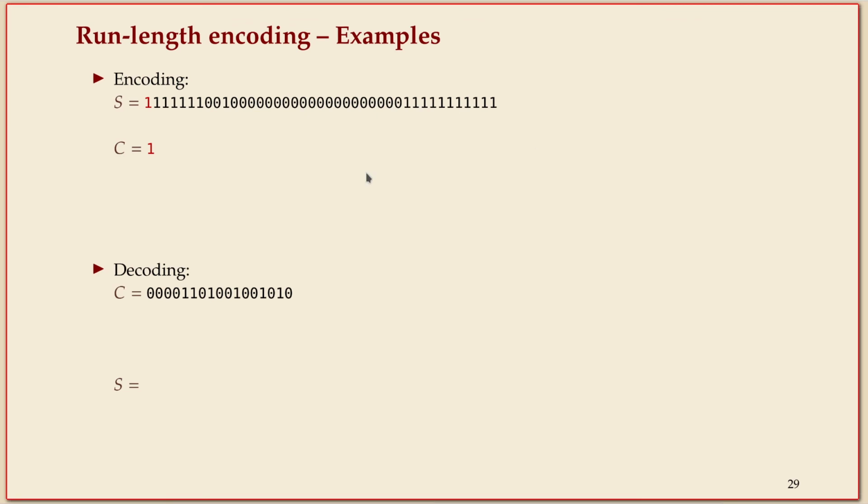Okay, let's go through some examples. We store a 1 because the first run here is with 1s, not 0s. How many 1s are there? 7-ish. So we need to store the number 7. Let's do this one more time. 7 is 111 in binary. So I prepend 2 zeros to signal that the length is 3.